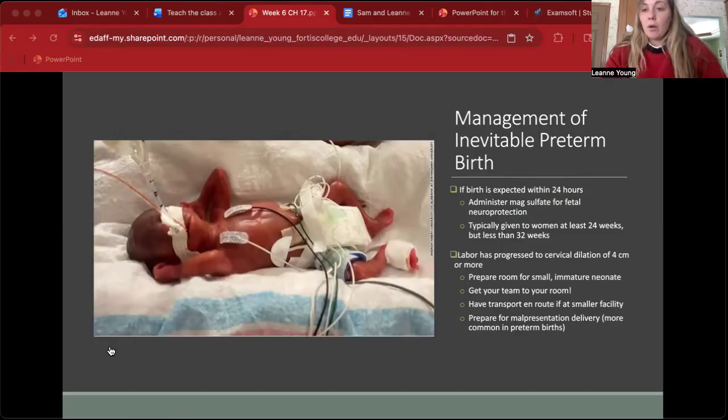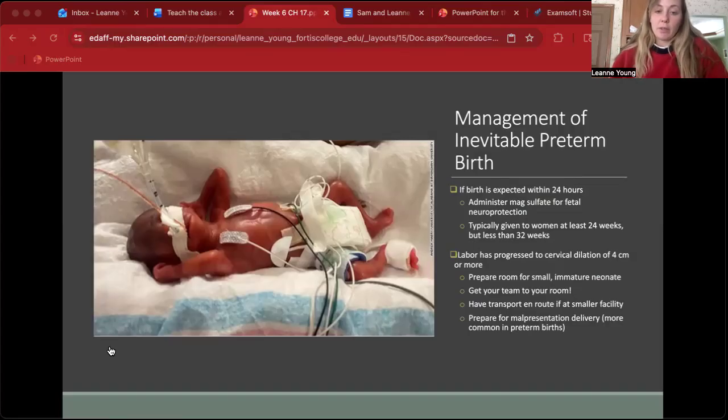Okay, so your mom is in here. She's 7 centimeters dilated. She's 30 weeks pregnant. She's about to have this baby. It is an inevitable preterm birth. If birth is expected within 24 hours, here's what we need to do. We need to administer mag sulfate for fetal neuroprotection, like we talked about. And that's typically given to women at least 24 weeks, but less than 32 weeks. Those are some things that we need to do. We need to give her that magnesium.